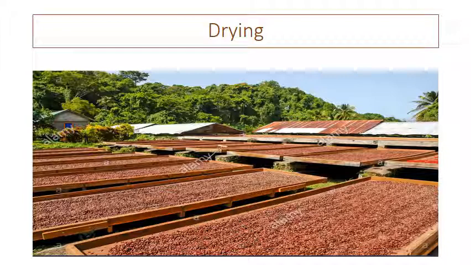The fermented beans are dried with frequent turnings until they lose almost all their moisture. The dried beans are taken by the farmers to a collection center. Here the beans are graded, packed in sacks and sent to the nearest port for shipment.